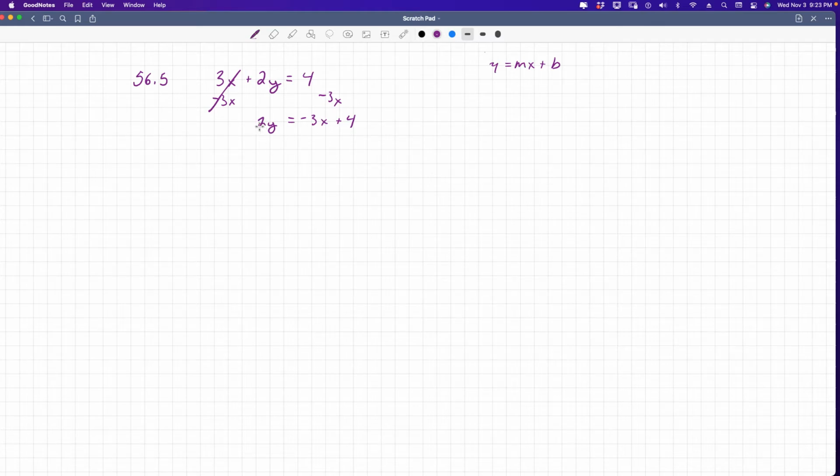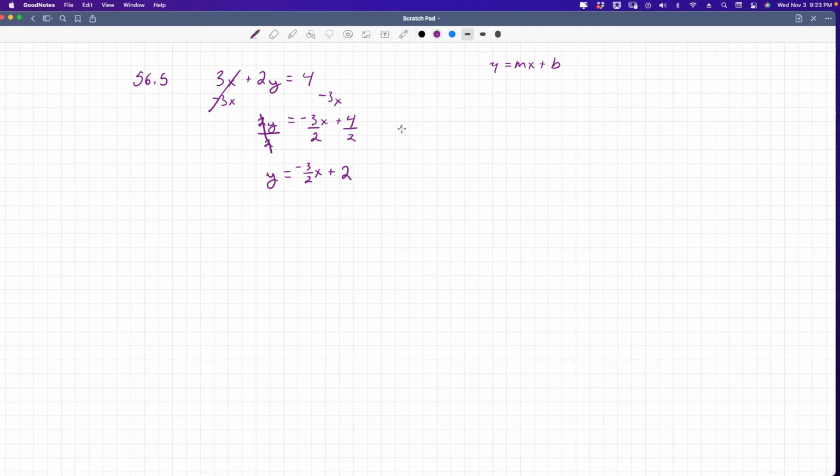All right, now we have 2y. We don't want 2y. We want to have y by itself. So we need to divide everything by 2. All the numbers, all the numbers. So now this cancels. We have y is equal to negative 3 over 2 x plus 4 divided by 2 is 2. Now we can create our table and we can solve.